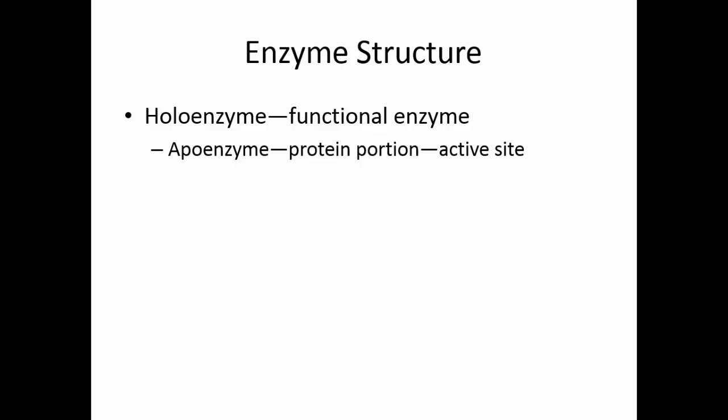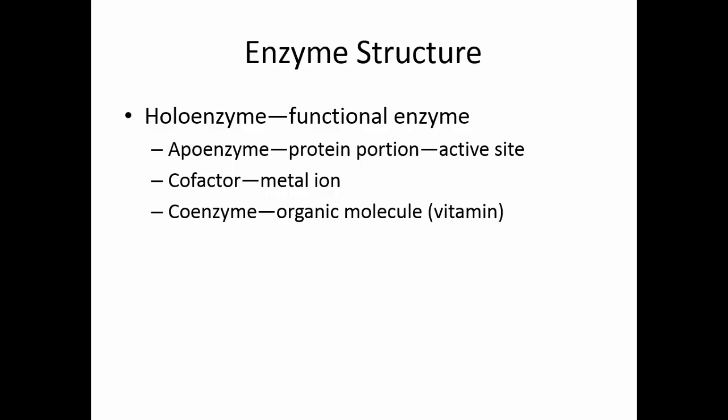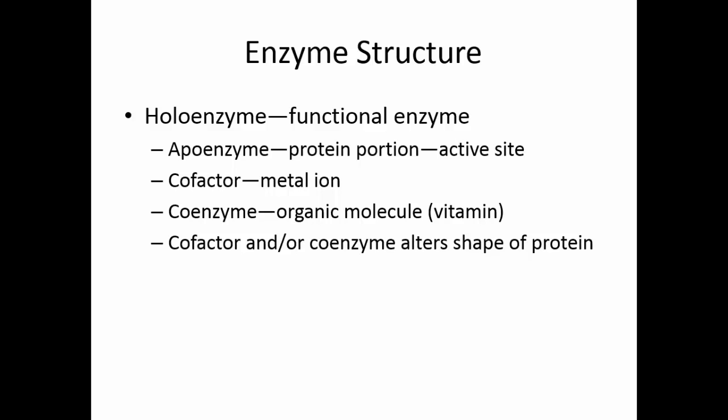Most enzymes are not always in their functional form. The holoenzyme is the entire enzyme, the functional enzyme. The apoenzyme is the protein portion of the enzyme. This is the part that has the active site, the area that reacts with a substrate. Cofactors, which are metallic ions, or coenzymes, which are organic molecules like vitamins, have to attach to the protein portion to fully activate it. The cofactor and/or the coenzyme, some require one, some require the other, some require both, is what alters the shape of the protein and turns it into its active form.